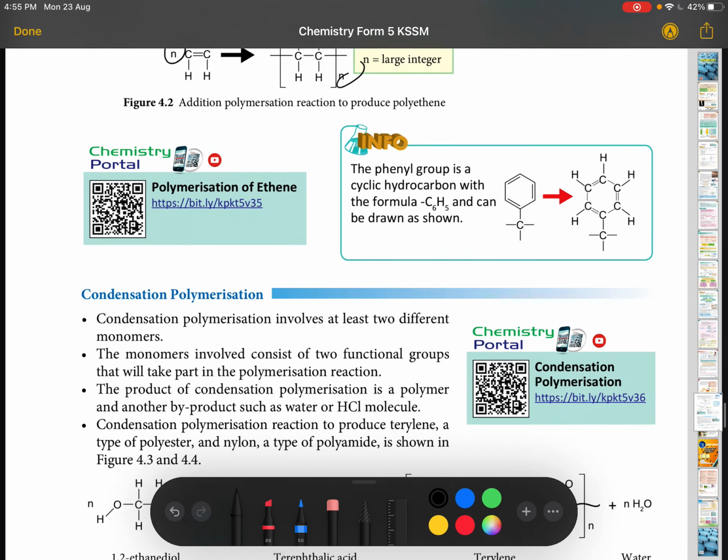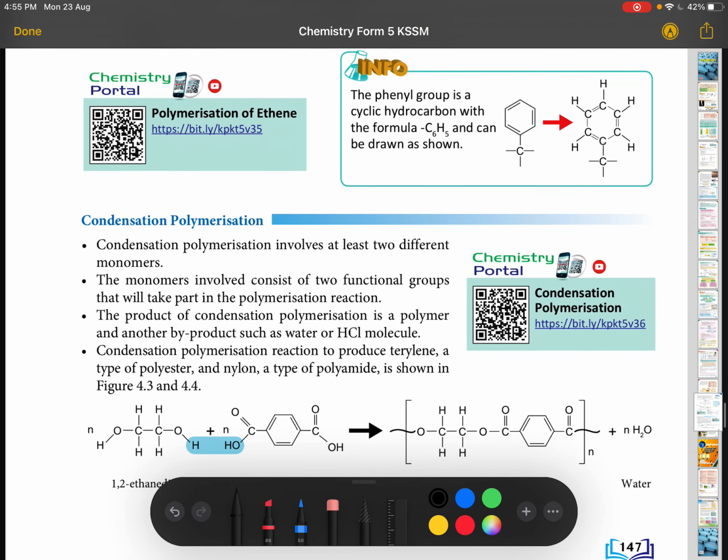How about condensation polymerization? The difference between addition and condensation is number one: condensation must have two different monomers.